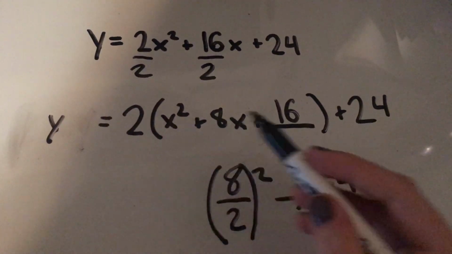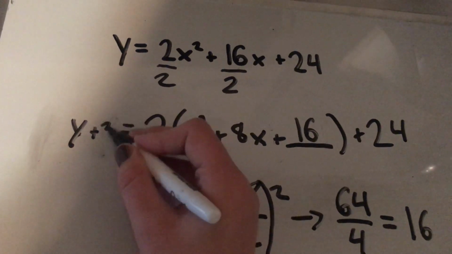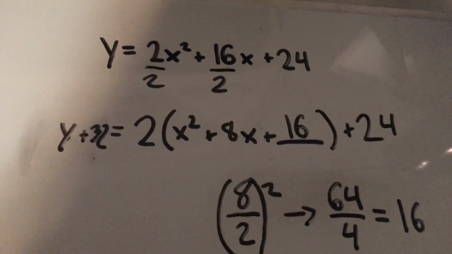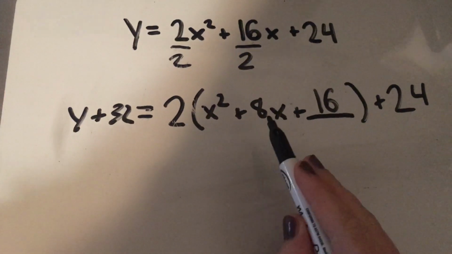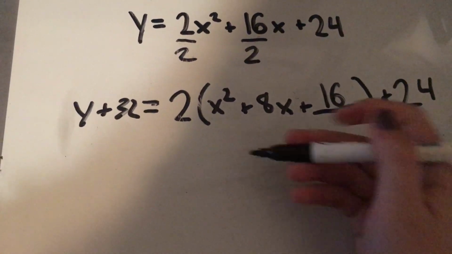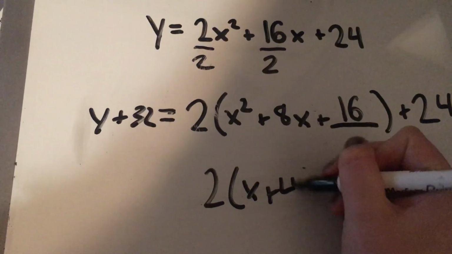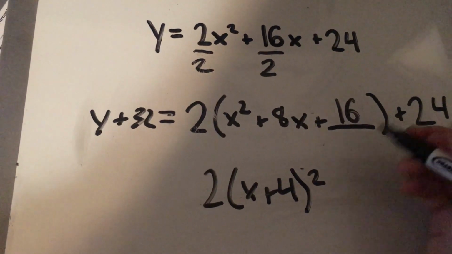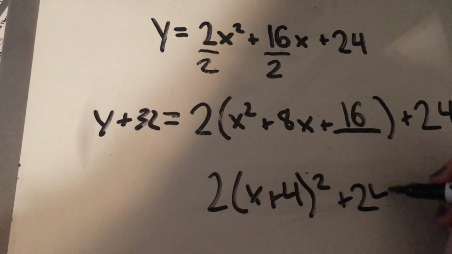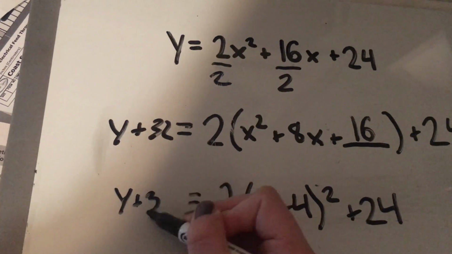Okay, so now that we've added 16 times 2 to one side, we need to add 16 times 2 to the other side, and we know 16 times 2 is 32. So now we've got y plus 32. So now we can rewrite what's in brackets as a perfect square, so it'd be x plus 4 to the power of 2, and don't forget to bring the plus 24. And we know all that's equal to y plus 32.